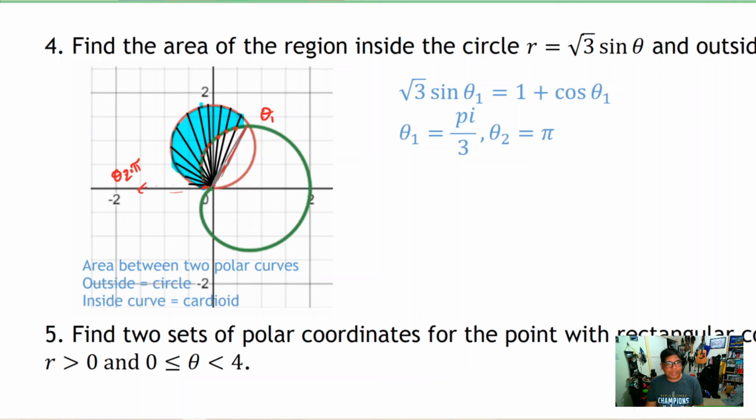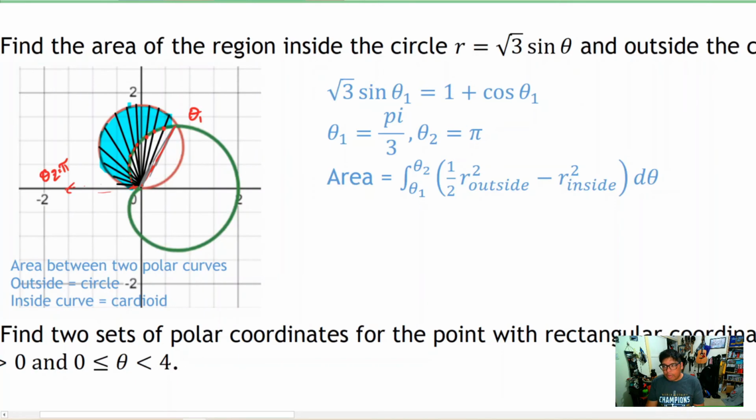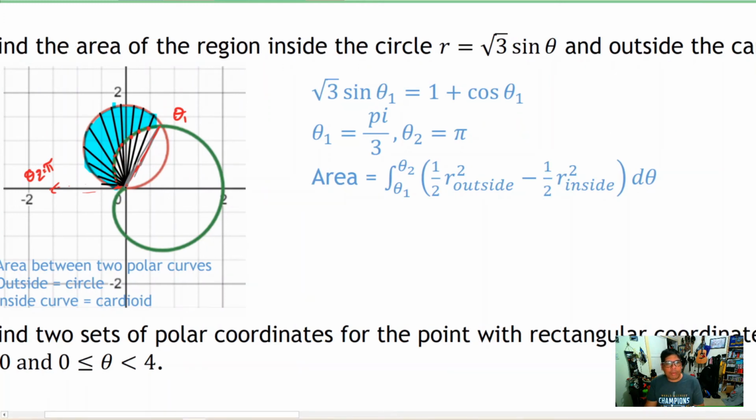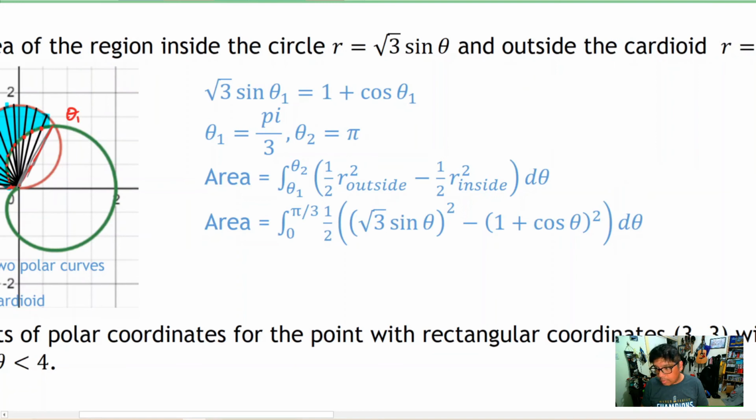So with our 2 points of intersection and knowing which one is the outer radius and which one is the inner radius, we can get that the area is the integral from theta 1 to theta 2 of 1/2 r outside squared minus 1/2 of r inside squared. Let's substitute things in. We've got the area is integral from 0 to pi thirds of 1/2 root 3 sine theta squared minus 1 plus cosine theta squared d theta. I hope you don't mind that I factored out the 1/2. We could simplify this, or we can just go to an integral calculator to do that.